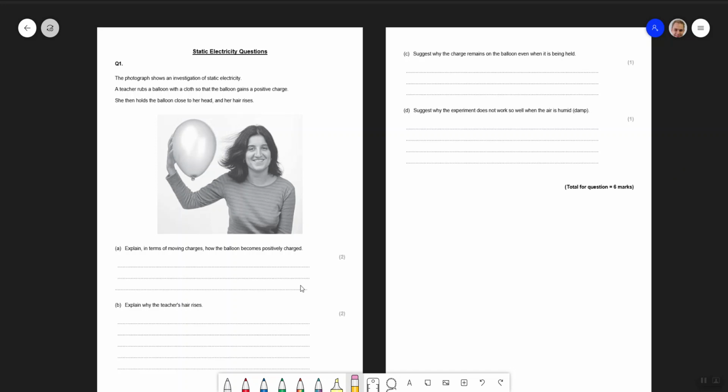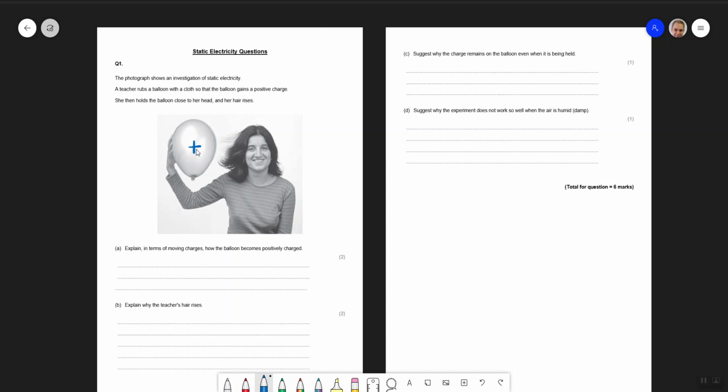With static electricity, it's often easier to see this using examples. So here are some examples, and we're going to work through them. We've got a photograph of an investigation of static electricity, with a teacher rubbing a balloon with a cloth. So the balloon gains a positive charge. So we know that this is therefore positive.